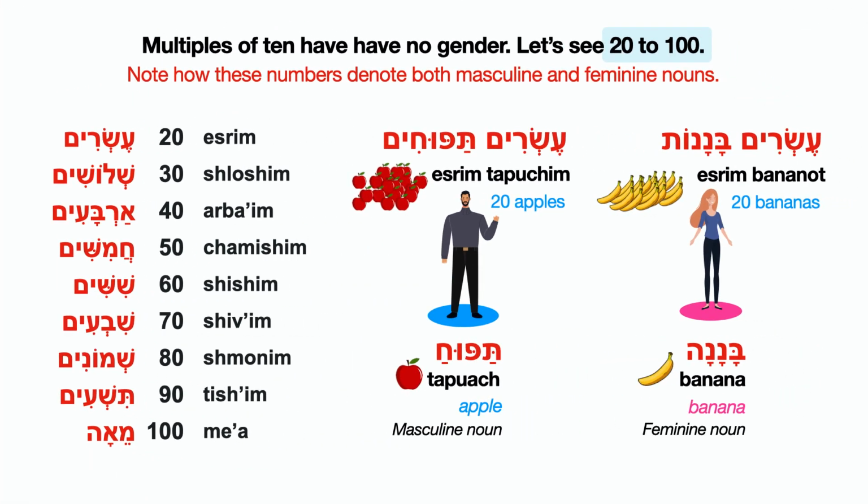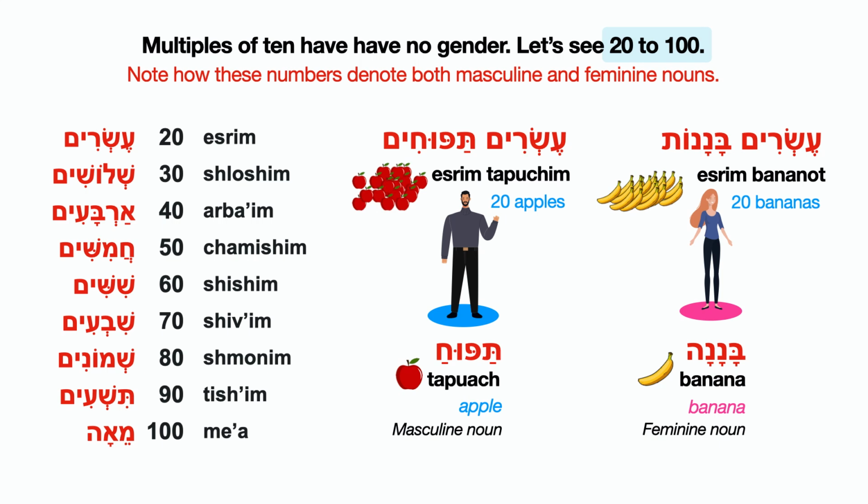So as I said, multiples of 10 have no gender. Let's see 20 to 100. Note how these numbers denote both masculine and feminine nouns. But first, let's pronounce these numbers. 20, Esrim. 30, Shloshim. 40, Arbaim. 50, Chamishim. 60, Shishim. 70, Shiv'im. 80, Shmonim. 90, Tish'im. 100, Me'ah.